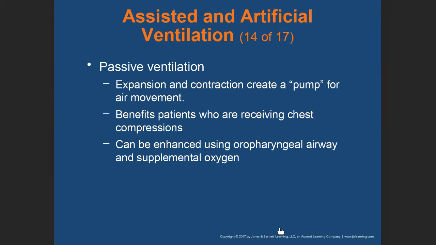And while the chest is being compressed, a negative pressure will be created when the compression is released, and that will pull the oxygen into the lungs. So it's being passively pulled into the lungs. It follows the normal physiology of breathing, and this can reduce the risk of gastric distension. So that's what passive ventilation is.